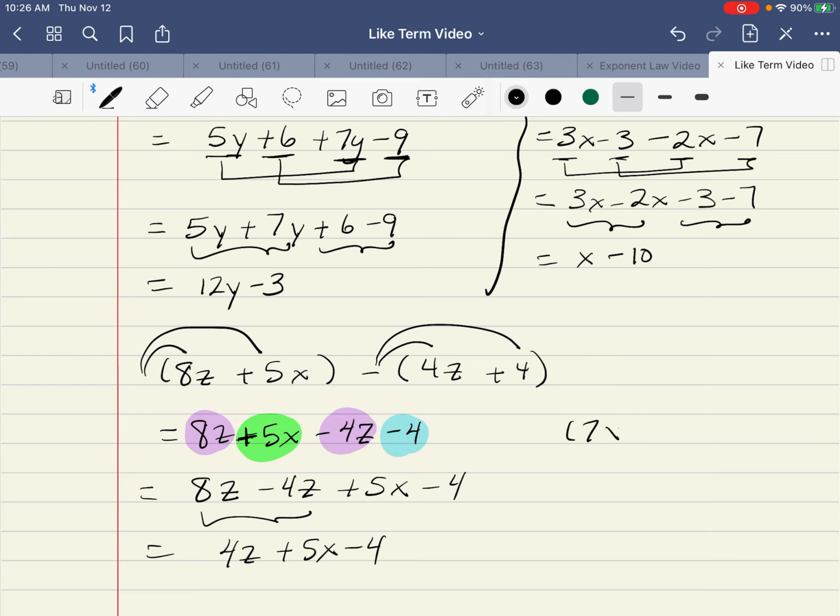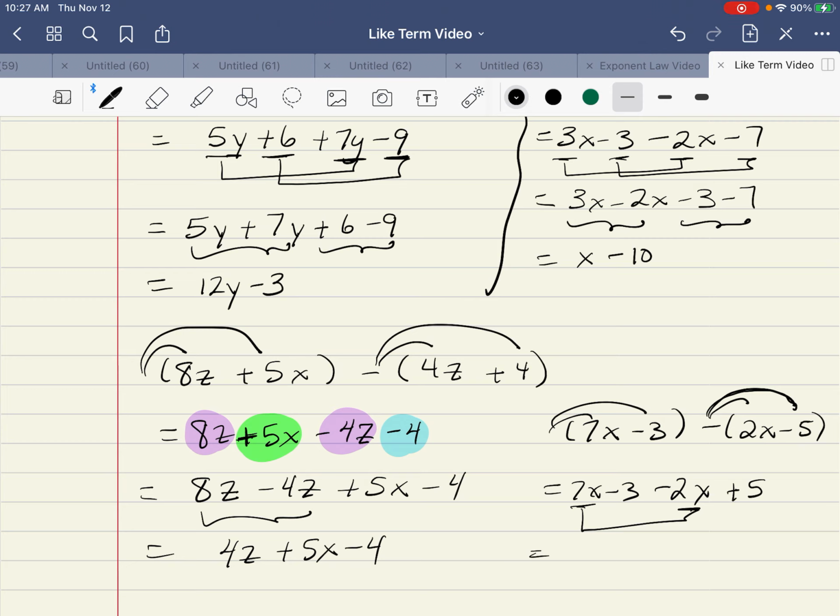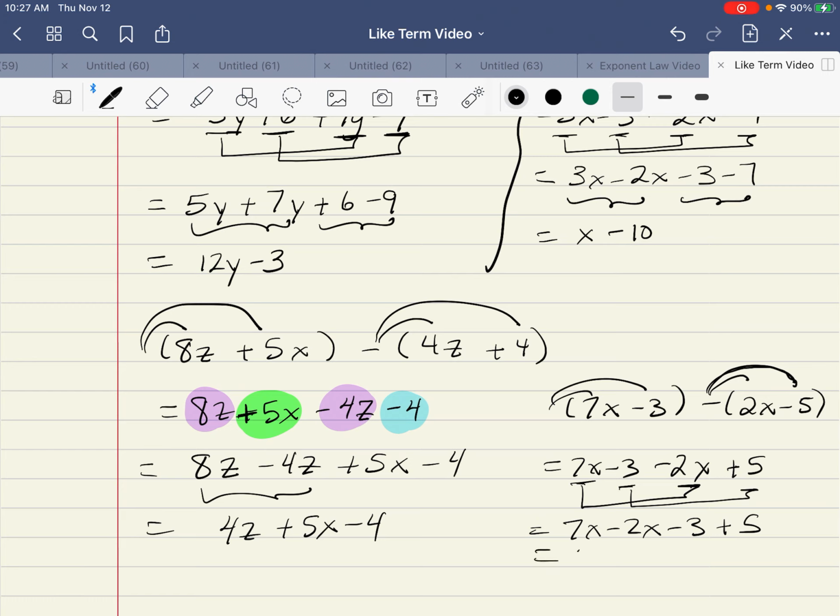So look at one more. Again, careful when there's that minus in front. So here, multiply by 1. Here by minus 1. So again, careful. Minus 1 times positive 2x is minus 2x. Now, minus 1 times minus 5 is a positive 5. So 7x take away 2x, and then minus 3 plus 5. So this would be 5x. This would be plus 2.